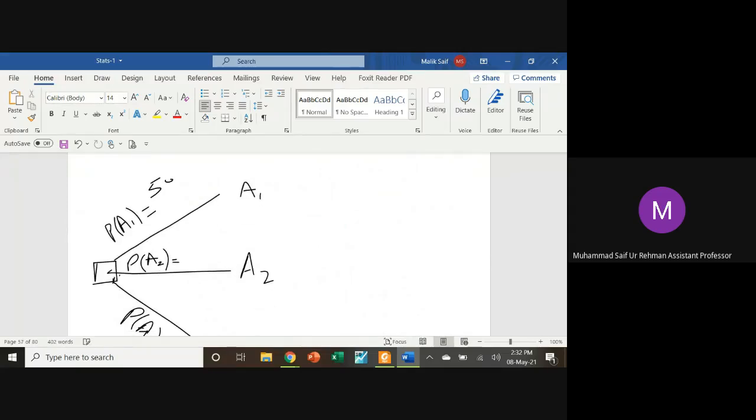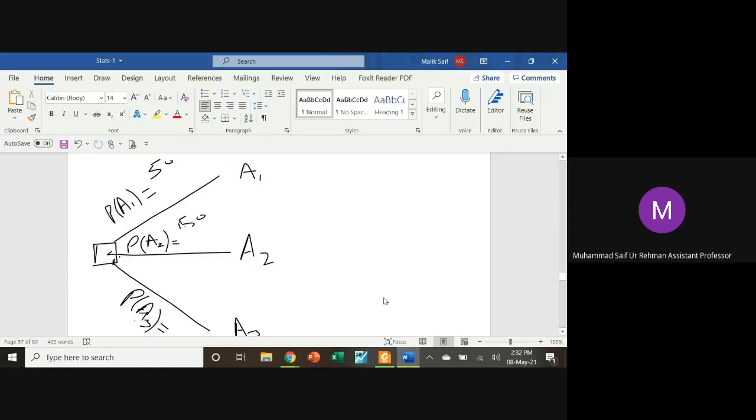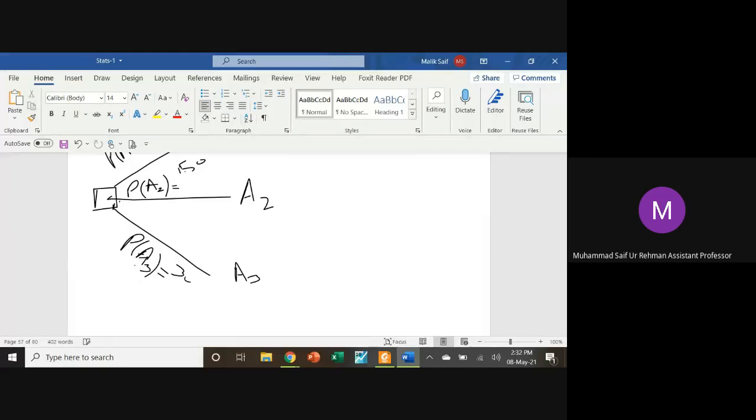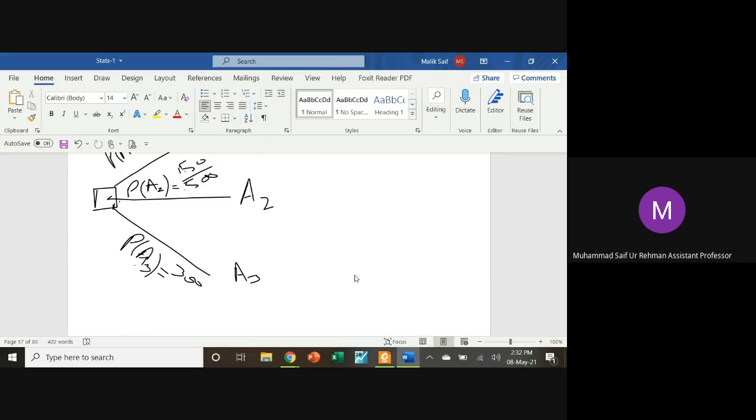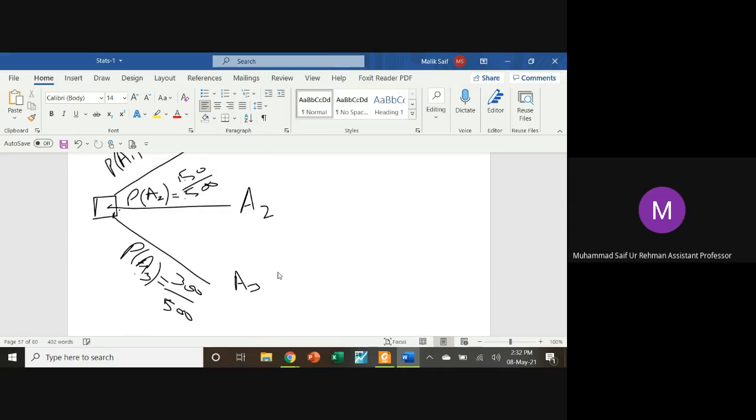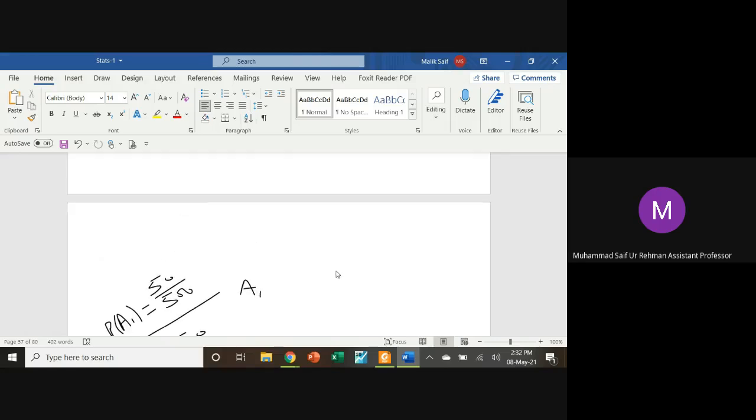50, 150, and 300. Like this. And as you are going to select these people from a pool of 500, divide each value by 500. 150 divided by 500. And similarly, here 300 divided by 500, like this. Right? And onward, if you move, there are conditional probabilities.